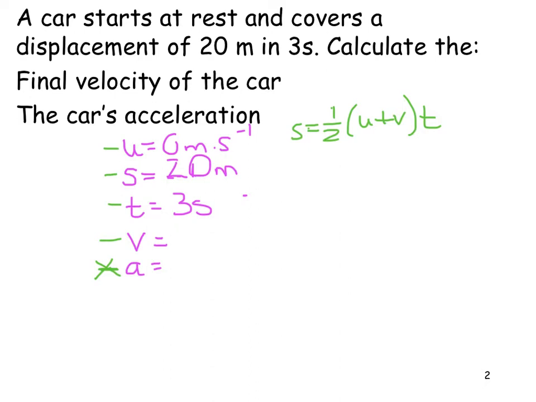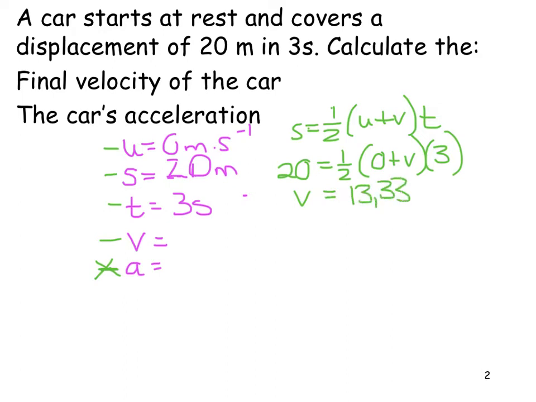So I substitute in those values. 20 is equal to a half, (0 plus V, which I'm looking for), multiplied by 3. And when I rearrange that, and this is maths, you really need to be able to rearrange these numbers. Multiply by 2, divide by 3, and then you get your V, and it turns out to be 13,33 meters per second squared.